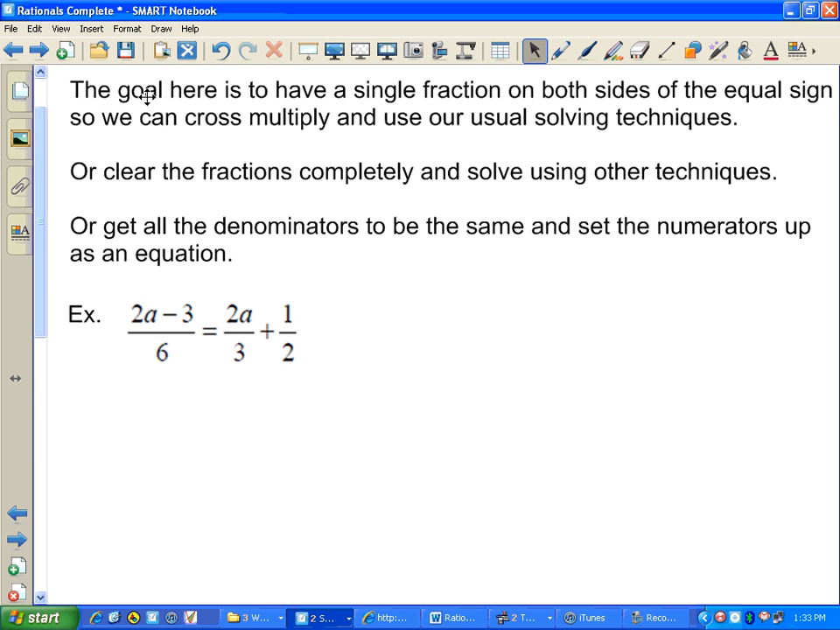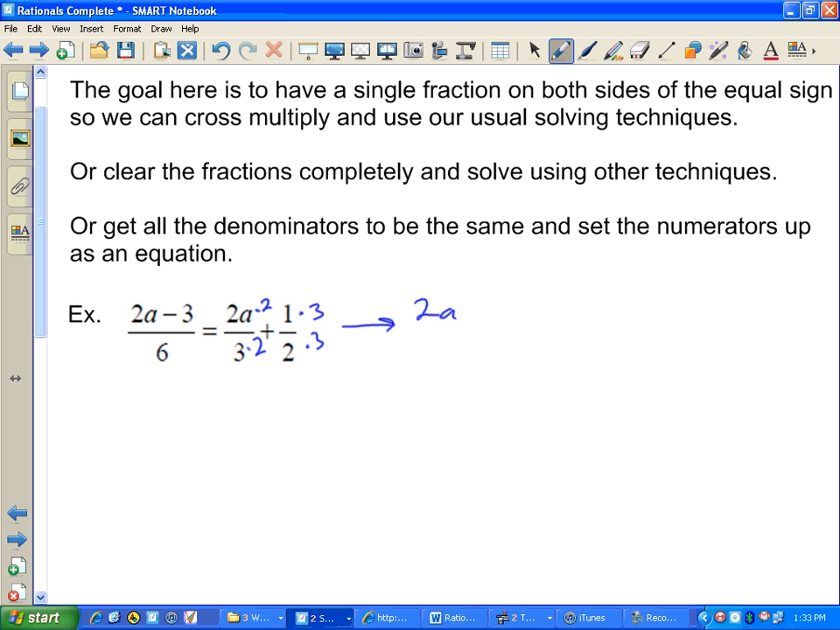So the first one, let's say we want to try to just get a fraction equal to a fraction. Well, on my left side, I already have just one fraction. So that one's done. I need to combine the right side so that it's a single fraction. So what I'm doing is I'm adding fractions here. In order to add fractions, I need to have a common denominator. And I can tell that my common denominator is going to be 6. So I'm going to multiply this by 2 on the top and 2 on the bottom. This one's going to get multiplied by 3 on the top and 3 on the bottom.